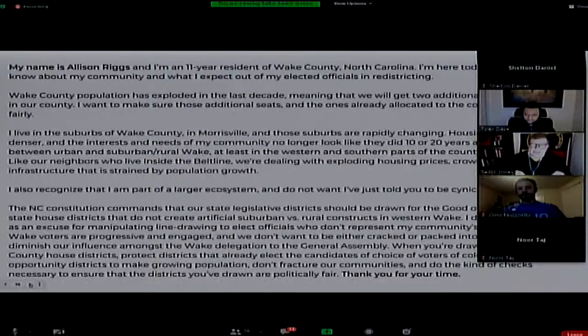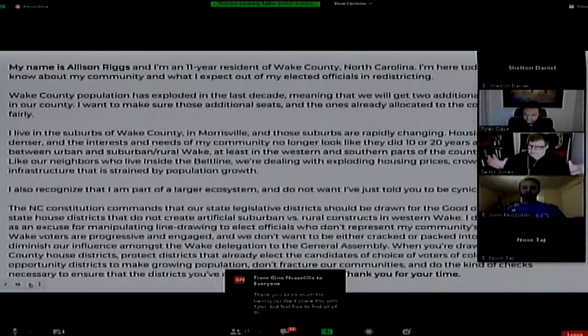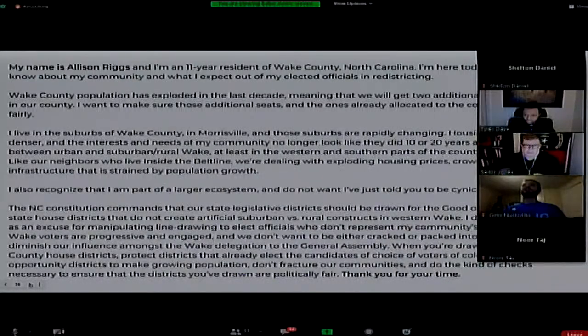So allied testimony can be standalone testimony, where you just talk about the fact that maybe you live in a county that may be adding population, adding representation, and you know your county deserves that, but you don't want it to come at the expense of Black representation or Latinx representation. And that is allied testimony.